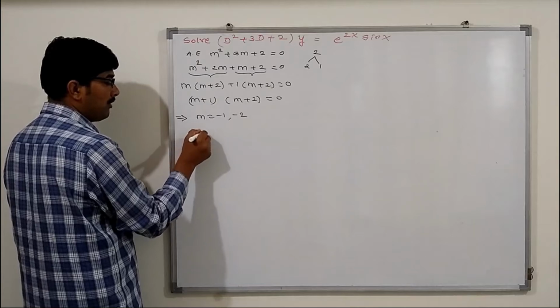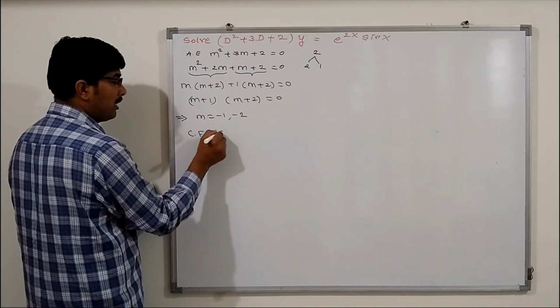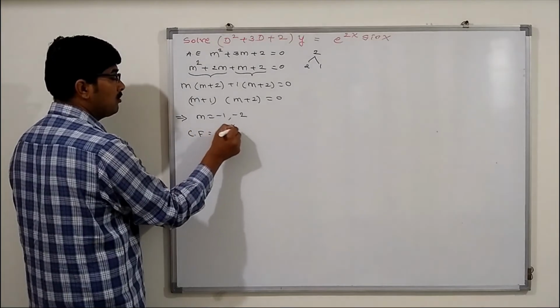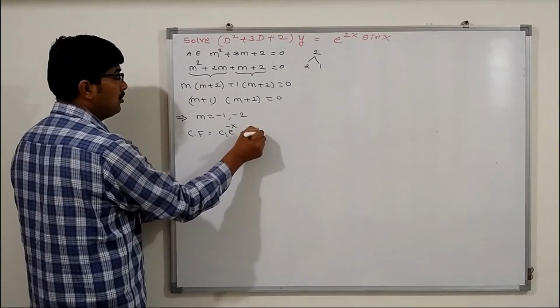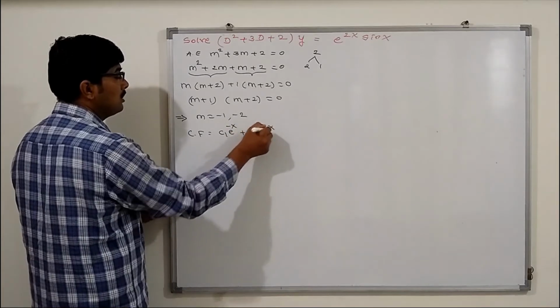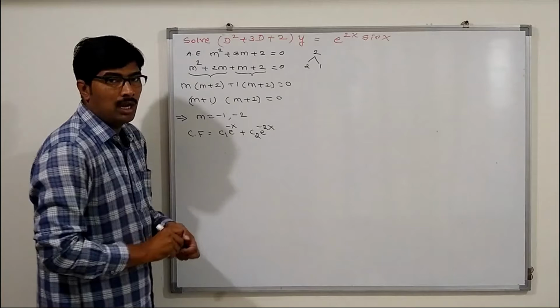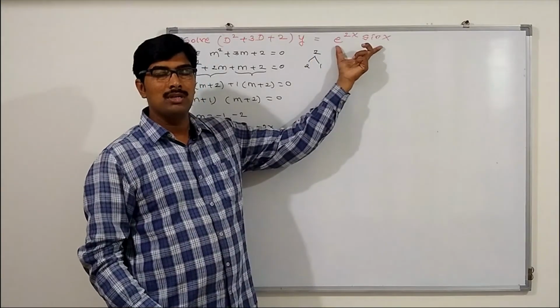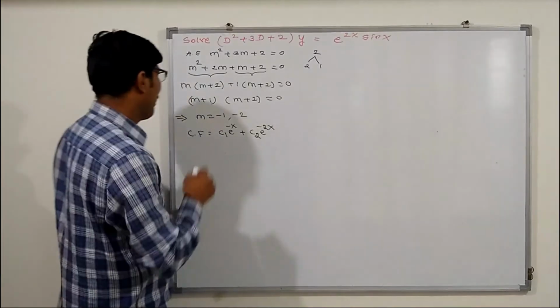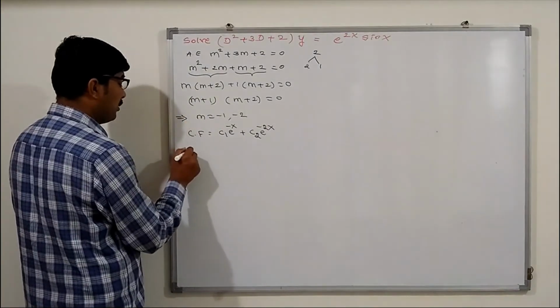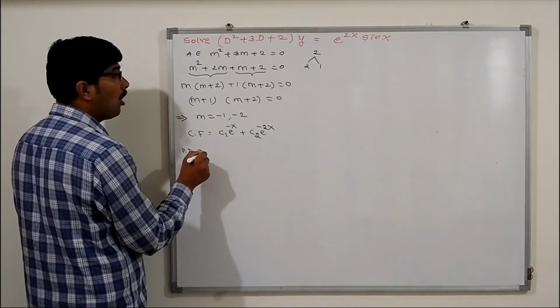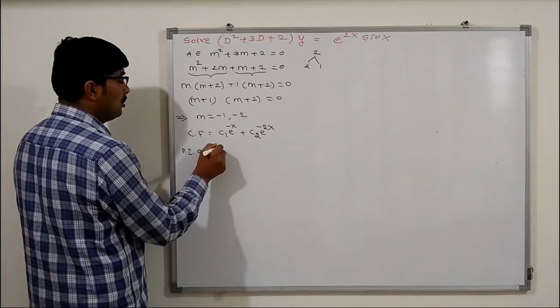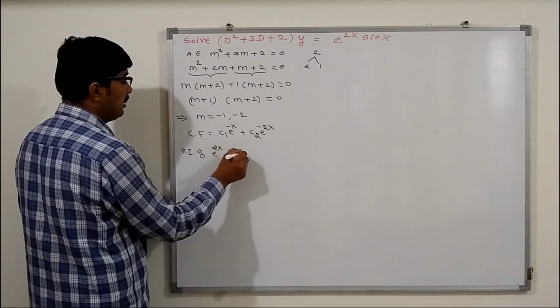So both the roots are different, which means the complementary function we can write as c1 e raised to minus x plus c2 e raised to minus 2x. Now we have to find the particular integral of e raised to 2x into sin x. So to find the particular integral of e raised to 2x into sin x.